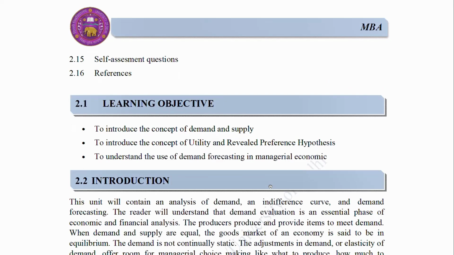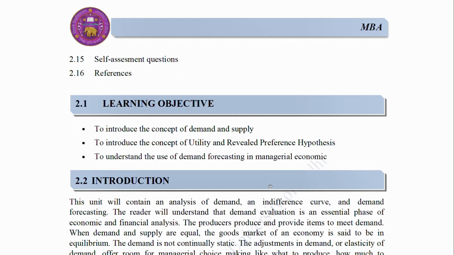2.1 Learning Objectives. To introduce the concept of demand and supply, to introduce the concept of utility and revealed preference hypothesis, to understand the use of demand forecasting in managerial economics. 2.2 Introduction. This unit will contain an analysis of demand, an indifference curve, and demand forecasting.